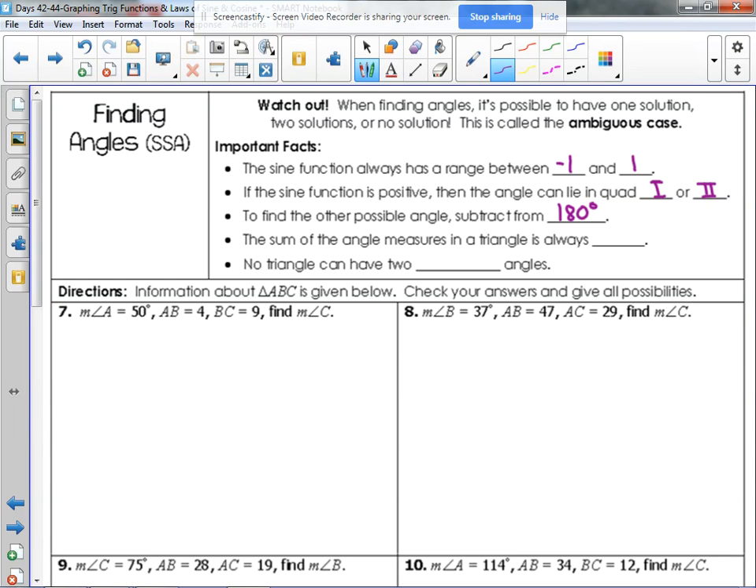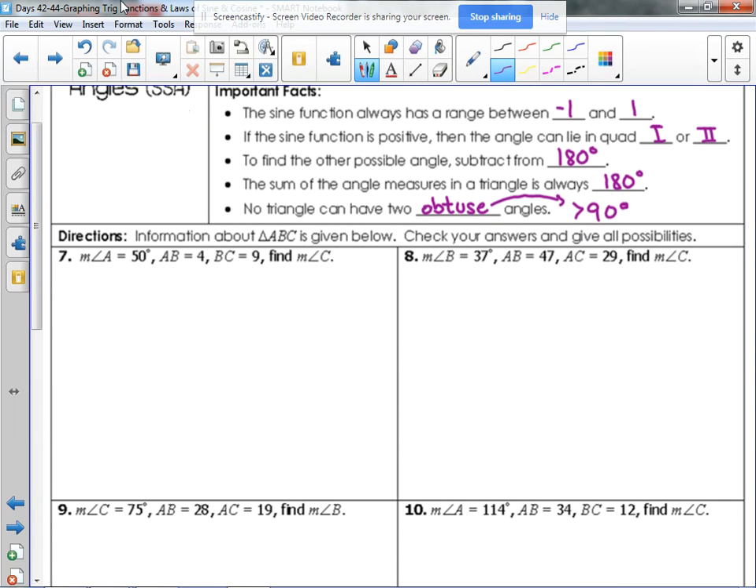Now we know this one, but let's write it down just to be on the safe side. The sum of the angle measures in a triangle is always 180 degrees. And no triangle can have two obtuse angles. What's an obtuse angle? Larger than 90. Okay, bigger than 90 degrees. So if you're solving this and you end up with two that are bigger than 90, that's not going to work. Okay, because if you have two that are equal to 90, you're still not going to have a triangle, right? Because 90 and 90 is 180. You don't have anything left for the third angle. So if they're bigger than 90, that's certainly not going to work.